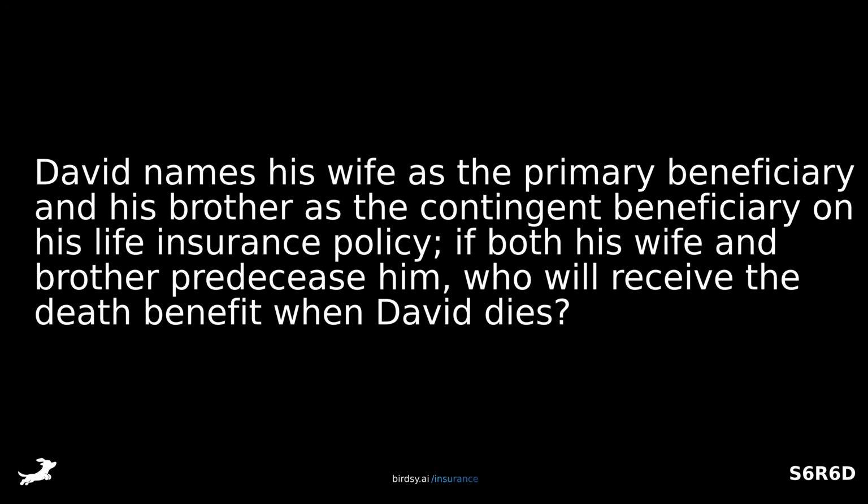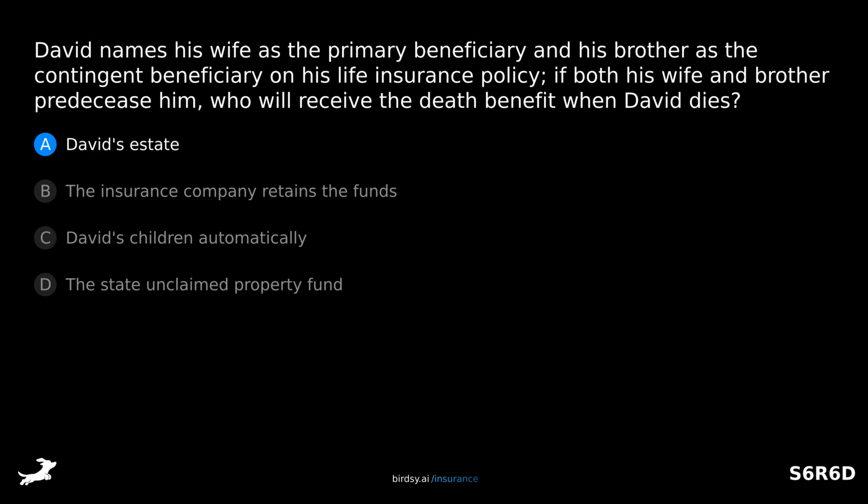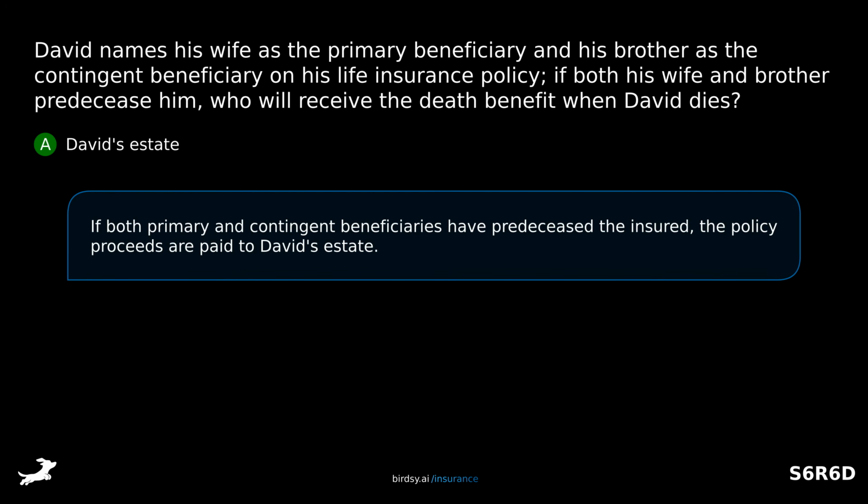David names his wife as the primary beneficiary and his brother as the contingent beneficiary on his life insurance policy. If both his wife and brother predecease him, who will receive the death benefit when David dies? Is it A, David's estate? B, the insurance company retains the funds? C, David's children automatically? Or D, the state unclaimed property fund? The correct answer is A, David's estate. If both primary and contingent beneficiaries have predeceased the insured, the policy proceeds are paid to David's estate.